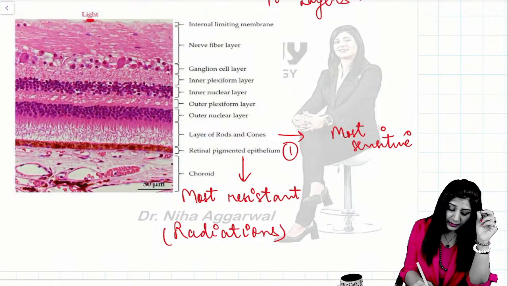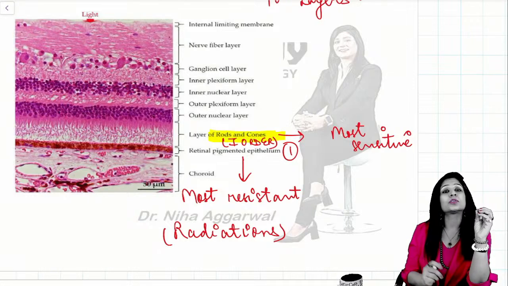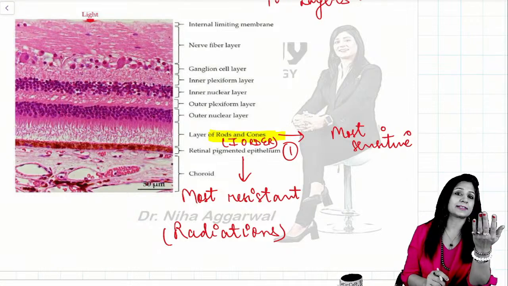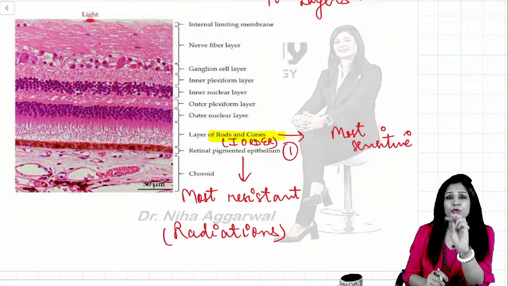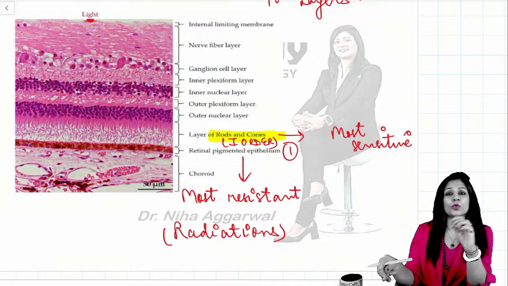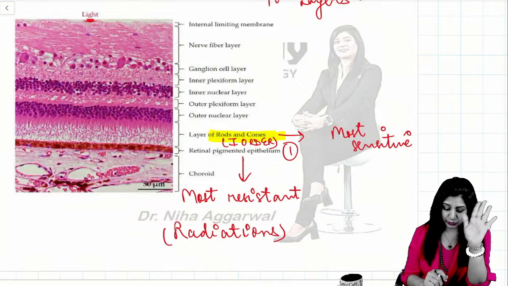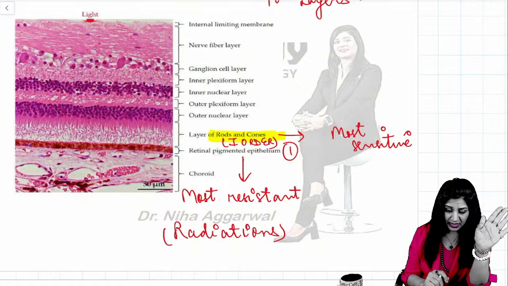And also remember that rods and cones are first order neurons. Another important thing is that these are the first order neurons. So many students message me about the bipolar cells and the rods and cones. So now you do not have any confusion, guys. Rods and cones are the first order neurons and bipolar cells are the second order neurons. There is no more controversy.